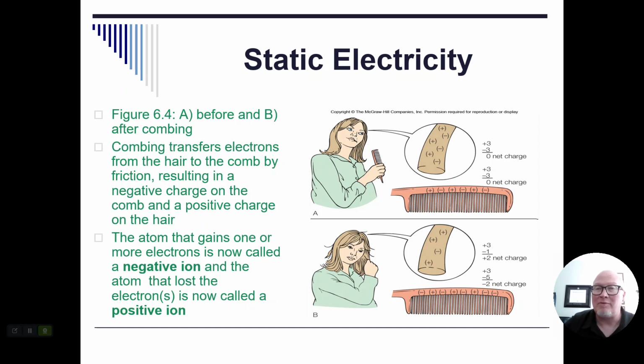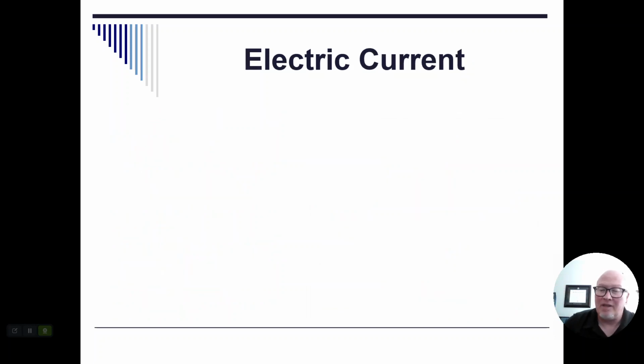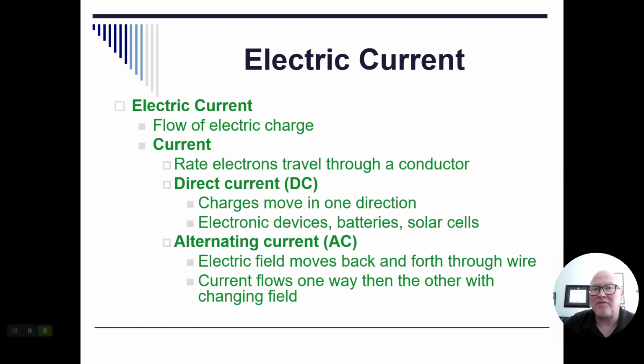And so anytime you have an addition or lack of electrons, and so you have a charged object or a charged atom, what you have are called ions. Now, electric current is a little bit different because electric current is the flow of an electric charge. It's the movement of electrons through a wire or through some sort of a conductor. That's an electric current. Current is the rate of electrons that are traveling through a conductor.